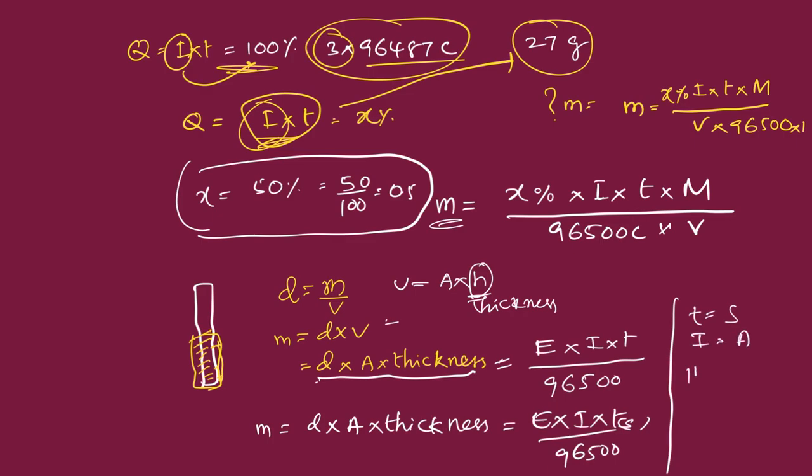So 1 hour is equal to 60 minutes, and 1 minute is equal to 60 seconds. Therefore 3600 seconds. Keep in mind, because sometimes they may give hours, minutes or seconds. Always we have to put seconds in this formula. Now we are going to calculate one problem here.